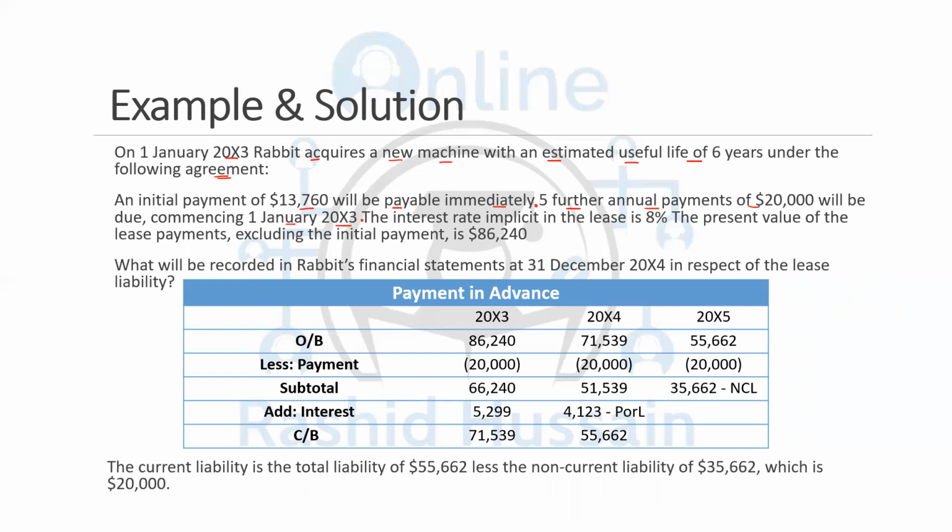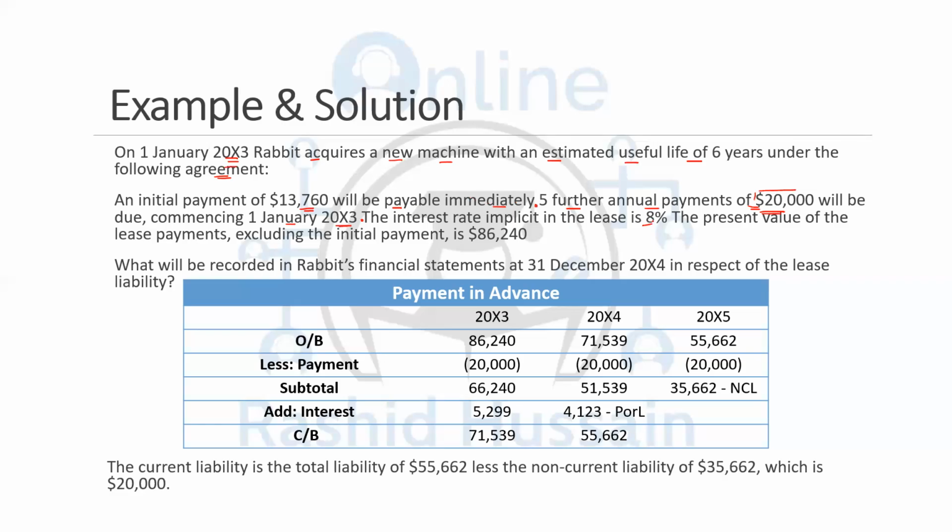Initial payment means the advance payment, and they will be making annual payment of 20,000. This is the annual payment. Don't confuse this 13,760 as annual payment. This is the initial payment, meaning advance payment. The further payment of 20,000 is the annual payment per year. Commencing on 1st January, that means they're making payment on the same date. So that means this is the payment in advance.